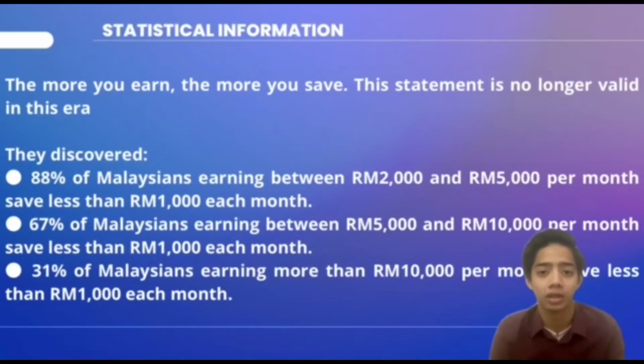Moving on to 67% of Malaysians earning between 5,000 ringgit and 10,000 ringgit per month save less than 1,000 ringgit each month. And lastly, 31% of Malaysians earning more than 10,000 per month save less than 1,000 each month. What is obvious is quite concerning. Nearly 1/3 of Malaysians earning more than 10,000 ringgit per month, usually considered a high income bracket, do not save even 10% of their earnings. On the other hand, 2/3 of Malaysians earning between 5,000 ringgit and 10,000 ringgit per month save less than 1,000 ringgit per month. Thank you.